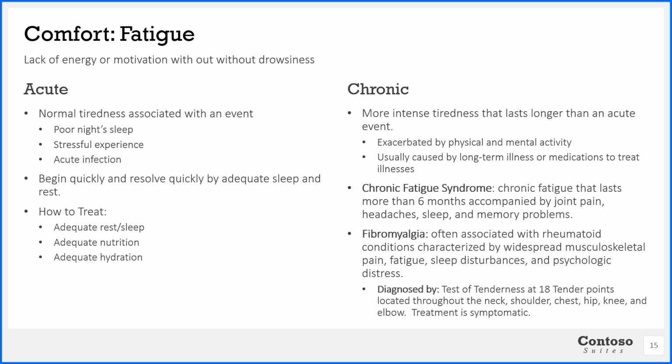So another one that a lot of people have questions about is fibromyalgia. Okay, how do we tell what fibromyalgia is? Well, this is how. Often it's associated with rheumatoid conditions, and it's characterized by widespread musculoskeletal pain, fatigue, sleep disturbances, and psychological distress. And it's diagnosed by a test of tenderness. There are 18 tender points that are located throughout the neck, shoulders, chest, hip, knee, and elbow. And we usually treat this with symptoms.